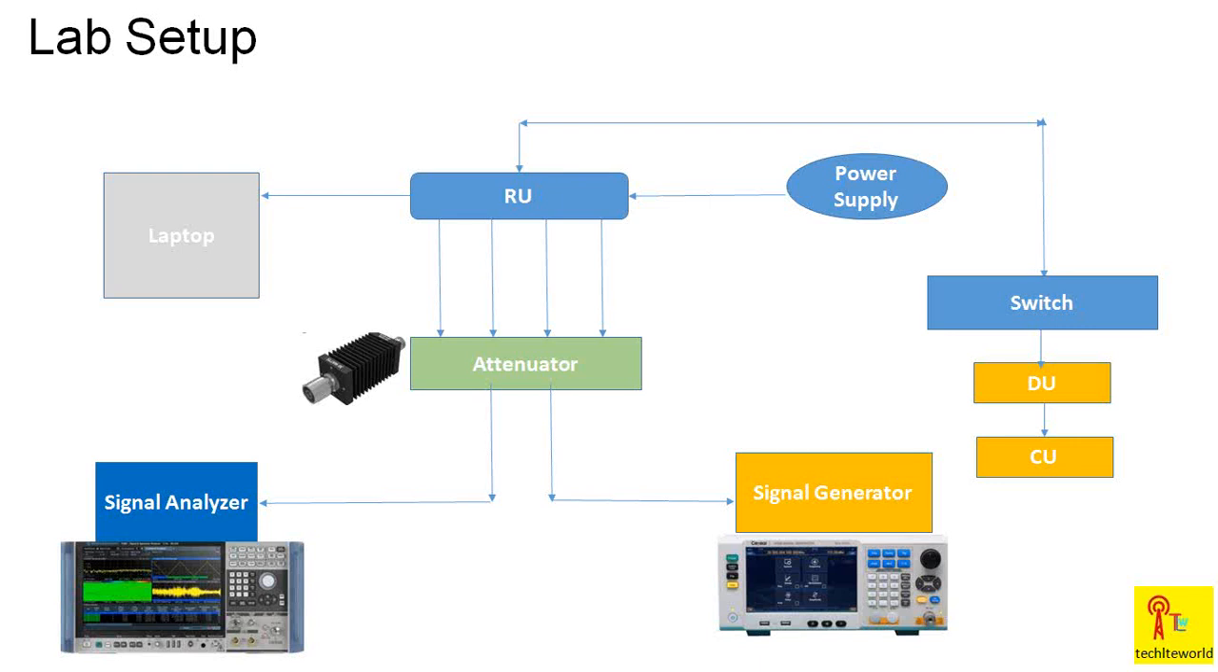Thanks Deepak. Hi everyone. Today I'm going to give an overview of the lab setup. As you are seeing in this diagram, we are hearing three words repeatedly: RU, CU and DU. This is the diagram showing exactly where all the components are connected and how they are connected. This is a generic diagram for an RU of any vendor. The ports of the RU are connected to the attenuator with RF cables.